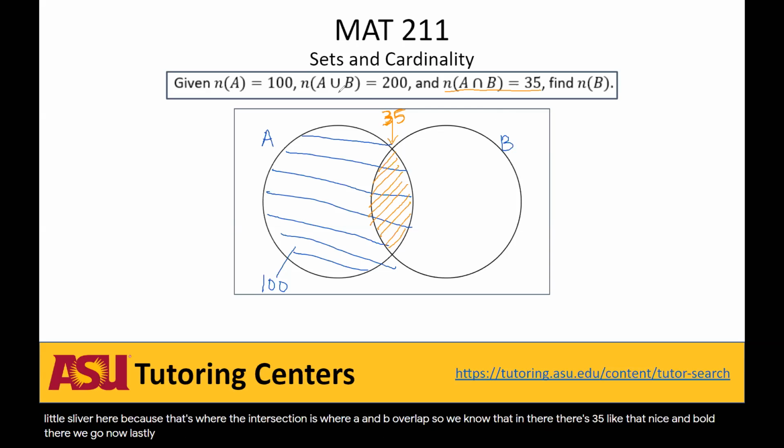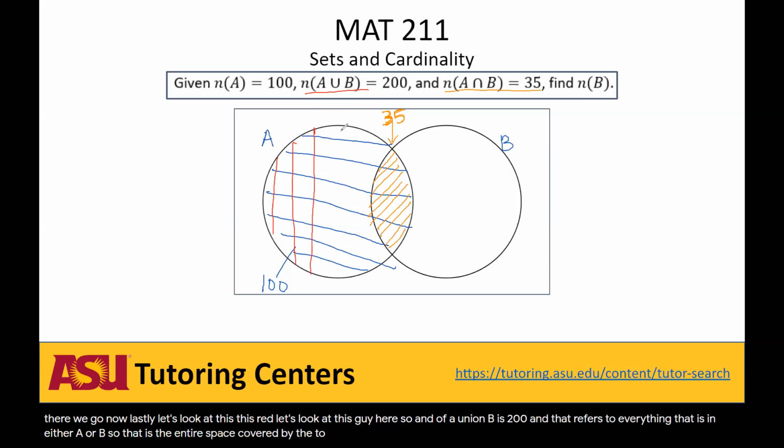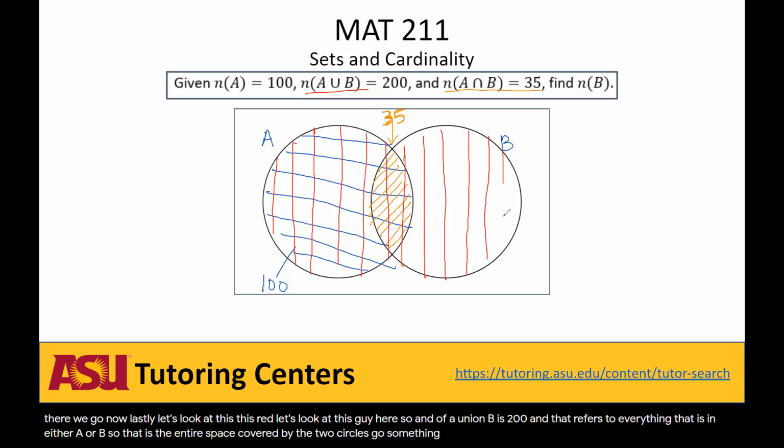Now lastly, let's make this red and look at this guy here. So n of A union B is 200. And that refers to everything that is in either A or B. So that is the entire space covered by the two circles. Something like that. All right. And that entire space has 200 elements in it.